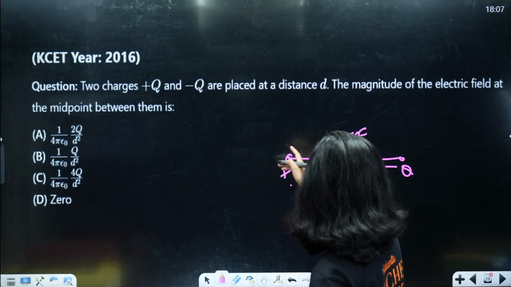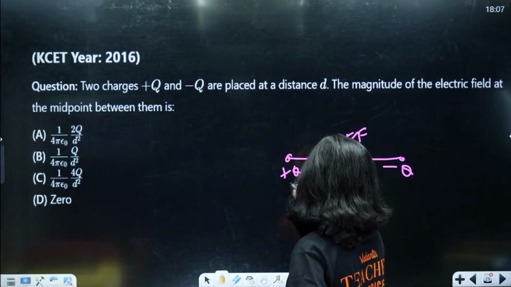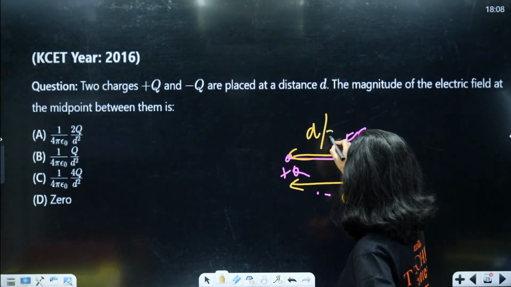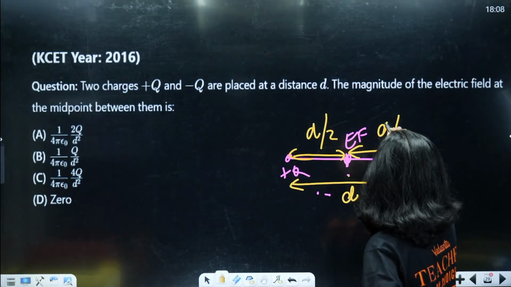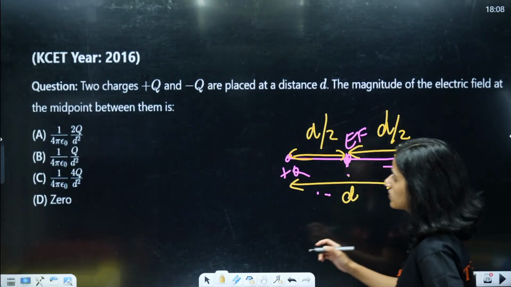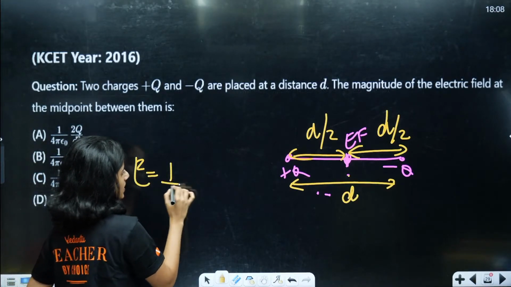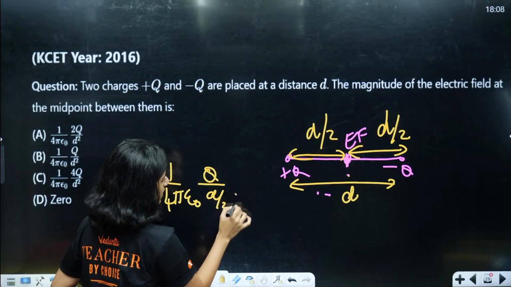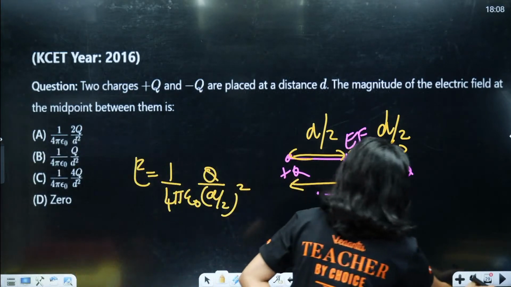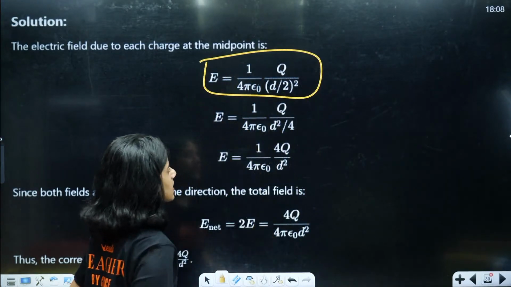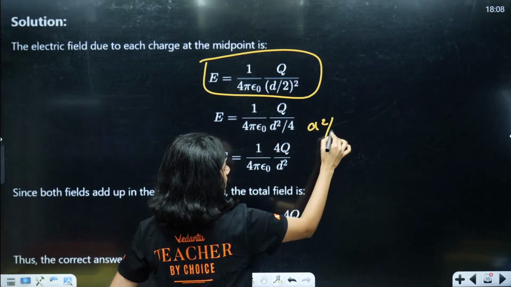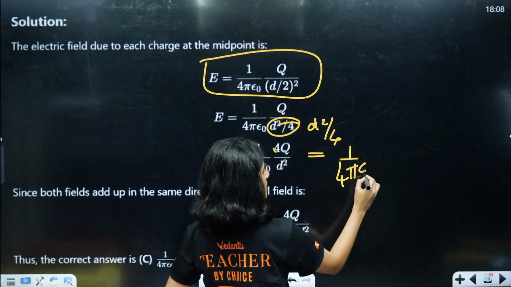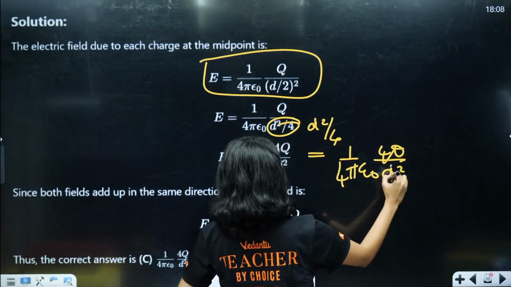Okay, one more thing that you need to know here. Both of these charges together, they're placed at a distance d. So that means this distance would be d by 2. This distance would also be d by 2. So let's apply the formula. The formula for electric field is E is equal to 1 by 4 pi epsilon naught q by d by 2 square. That is what is written here. So that becomes d square by 4, which is this. So 4 goes to the numerator. So this would become 1 by 4 pi epsilon naught 4q by d square.